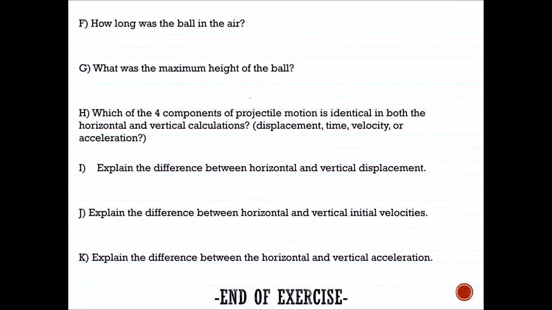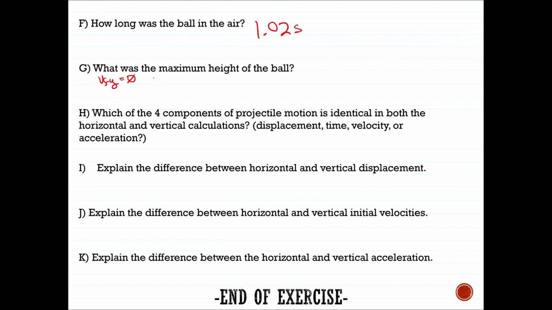How long was the ball in the air? Well, that was given to us: 1.02 seconds. G, what was the maximum height of the ball? We know that at the maximum height, the final velocity in the y, or the vertical, is going to equal 0 when the ball is at the peak of its trajectory.